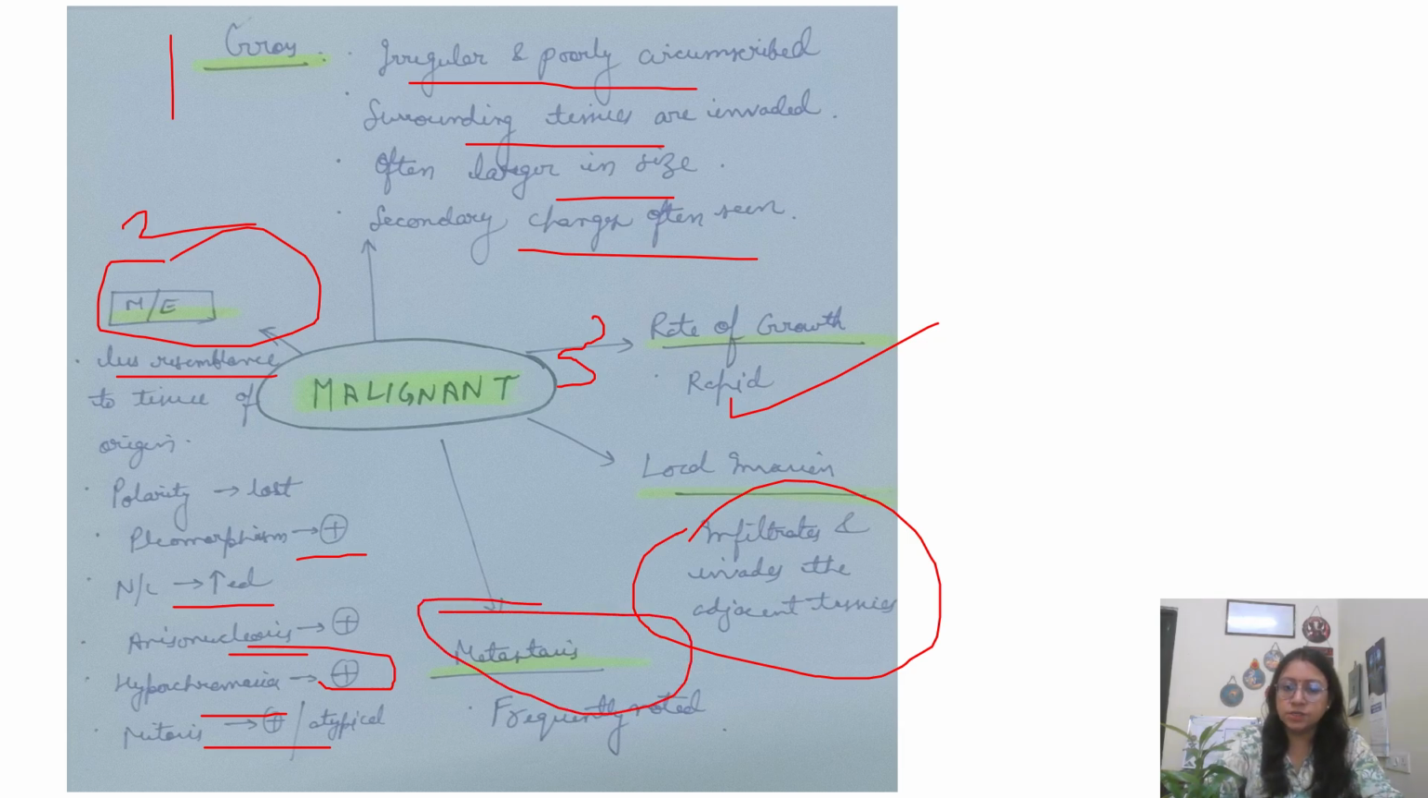Then the fifth one is your METs. METs is the key feature of your malignant tumor. So metastasis occurs. Suppose there is a liver cancer, it can go to other organs also. It can affect bone, it can go to the lung, it can go to the brain. So anywhere that tumor can go. So that is metastasizing.